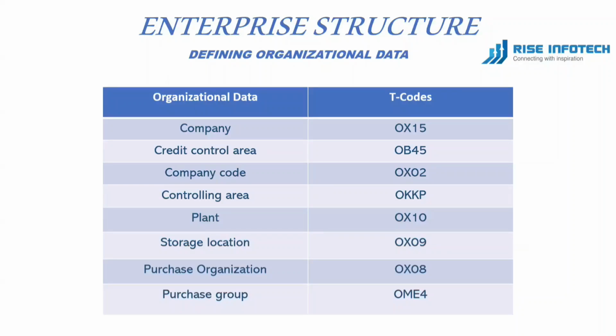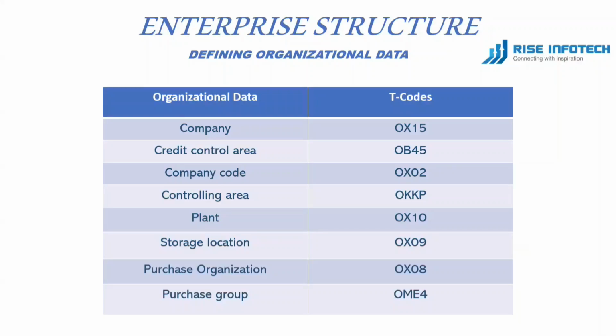And the next one is controlling area. Controlling area is an organizational element which is responsible for management of costs and profits. And the T code was OKKP and the table was TAK01.